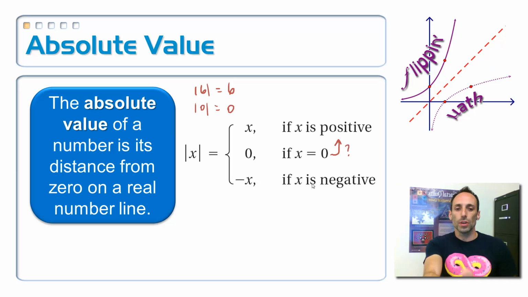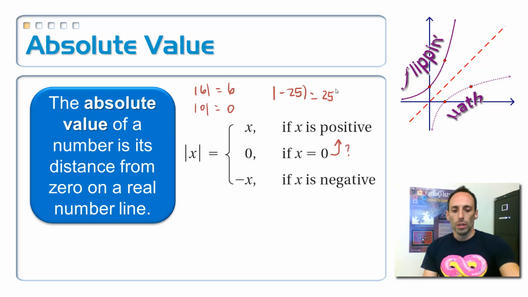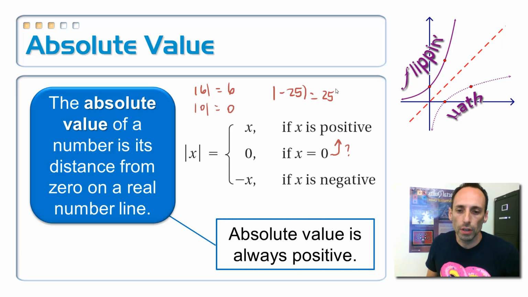And then finally, if x is already negative, then I have to take the negative of it. So for example, if I take the absolute value of negative 25, I need to take the negative of negative 25. The opposite of negative 25 is positive 25. Of course, what this is pretty much saying is that absolute value is always a positive number. And that's usually how we think of absolute value. Whatever it is, just make the number positive.